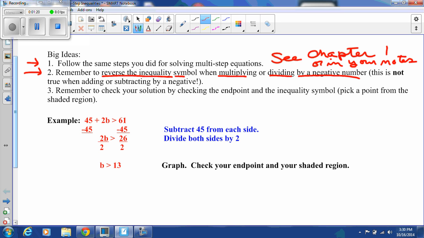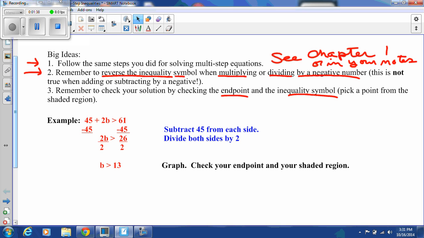And finally, step 3, remember to check your solution by checking the endpoint and the inequality symbol. And you check the inequality symbol by picking a point from the shaded region to see if it makes your inequality true. Here's an easy example.